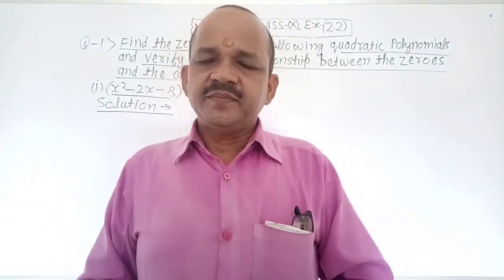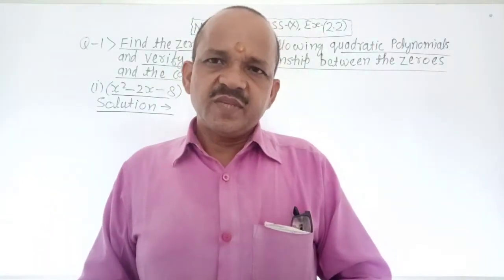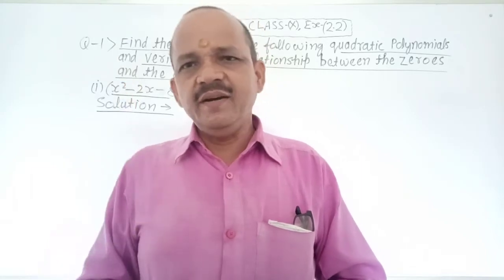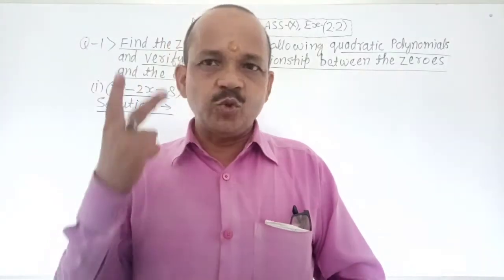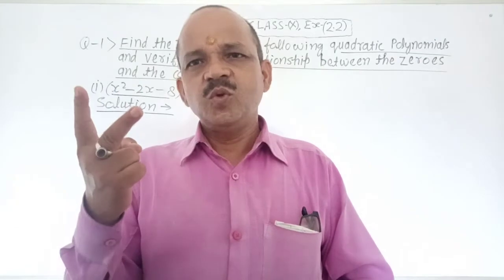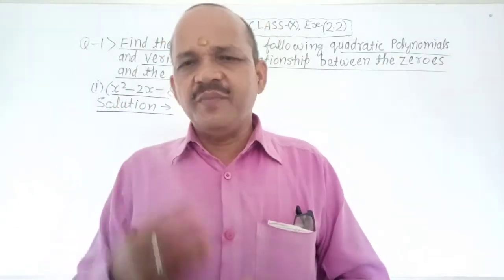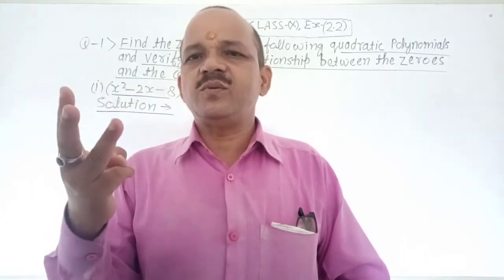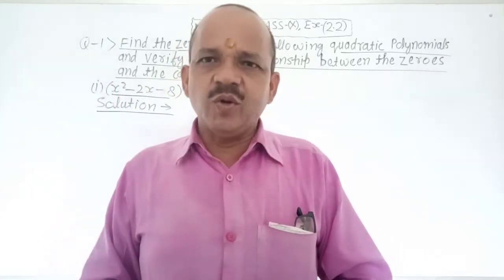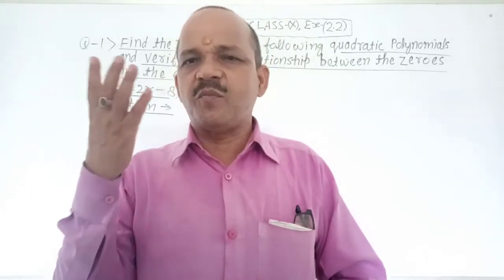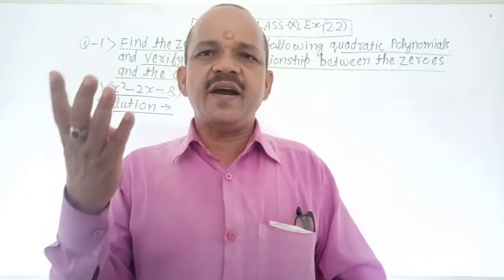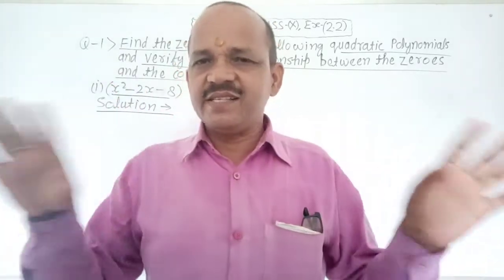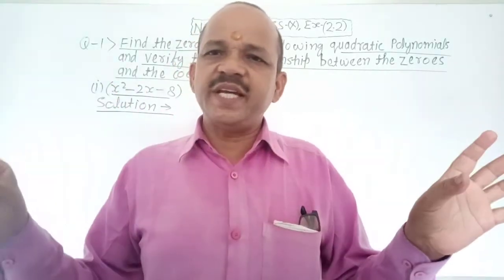The degree of a linear polynomial is 1. It means it has 1 zero. The degree of a quadratic polynomial is 2. It means it has 2 zeros. The degree of a cubic polynomial is 3. It means it has 3 zeros. The degree of a biquadratic polynomial is 4 or more than 4. It means it has 4 or more than 4 zeros. Is it clear? No confusion about it.